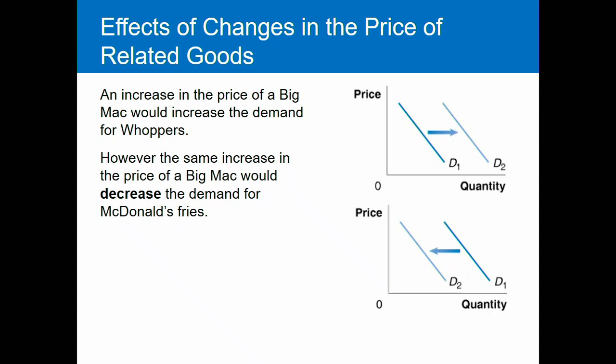All right. So what are the actual effects of a change in price of related goods? If there's an increase in the price of Big Macs, that's going to increase the demand for Whoppers. Because now it's relatively more expensive to buy a Big Mac, you have to give up more Whoppers, so people will demand more Whoppers. So again, you see a demand curve shifting to the right.